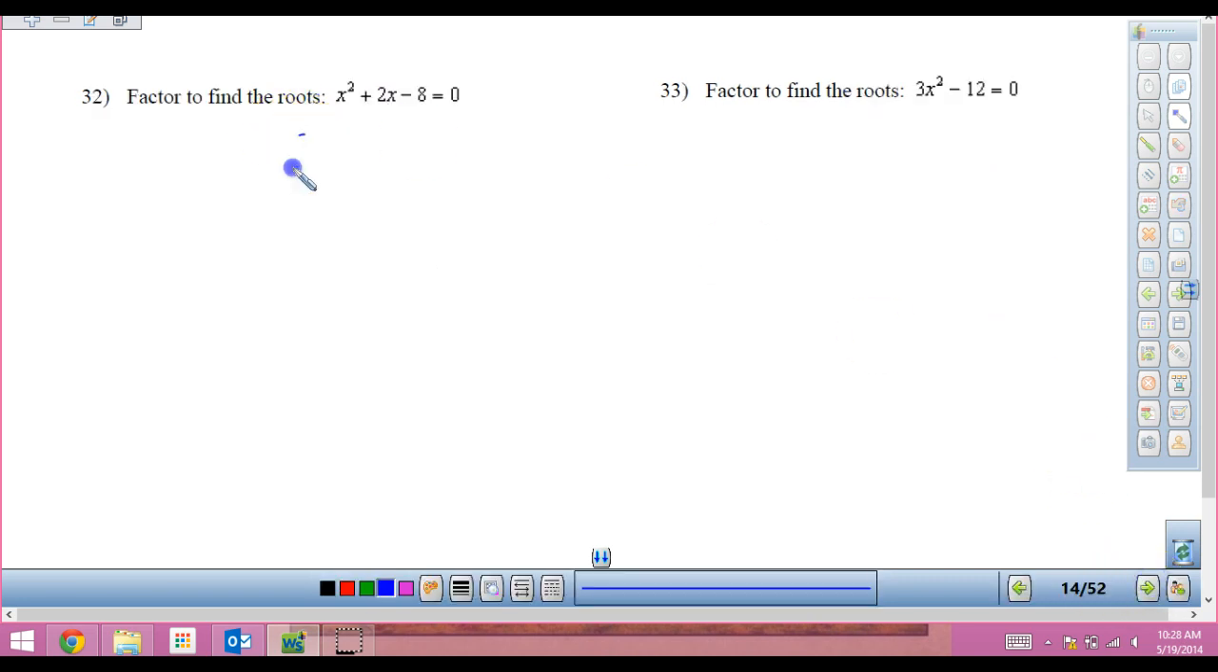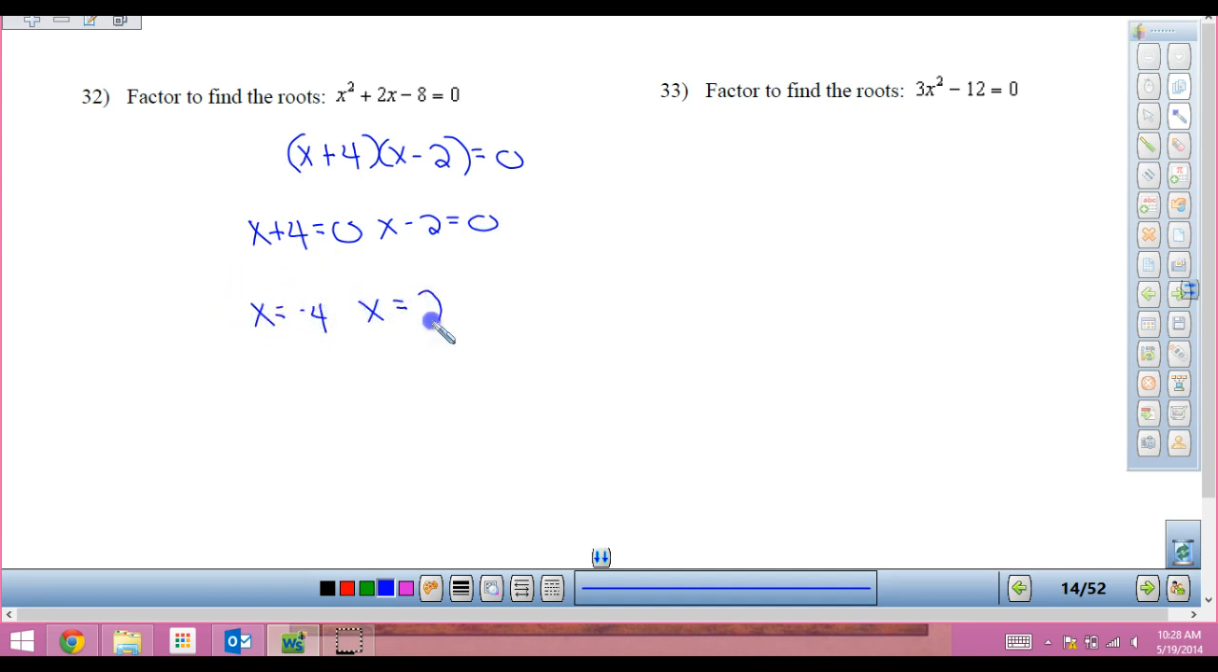Okay, again, another factoring one. Negative 8, positive 2, I'm going to go x plus 4, x minus 2 equals 0. So now my x plus 4 equals 0, my x minus 2 equals 0, so x equals negative 4, and x equals a positive 2.